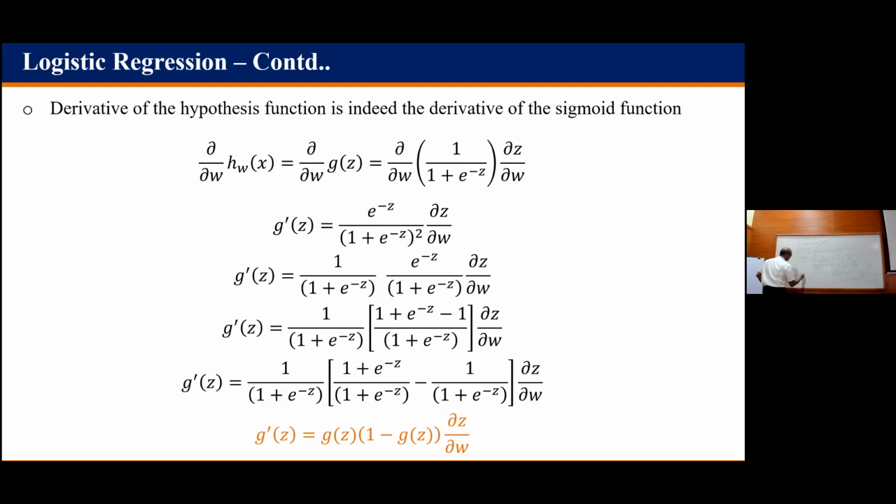It's not as difficult as you think. So g of z is nothing but this. This is g of z already. G dash of z is nothing but g of z into 1 minus g of z into dou z by dou W. That's it. That is what is indicated in orange color. Is it clear so far? Can anybody endorse? Yes, sir. All right. Very good.